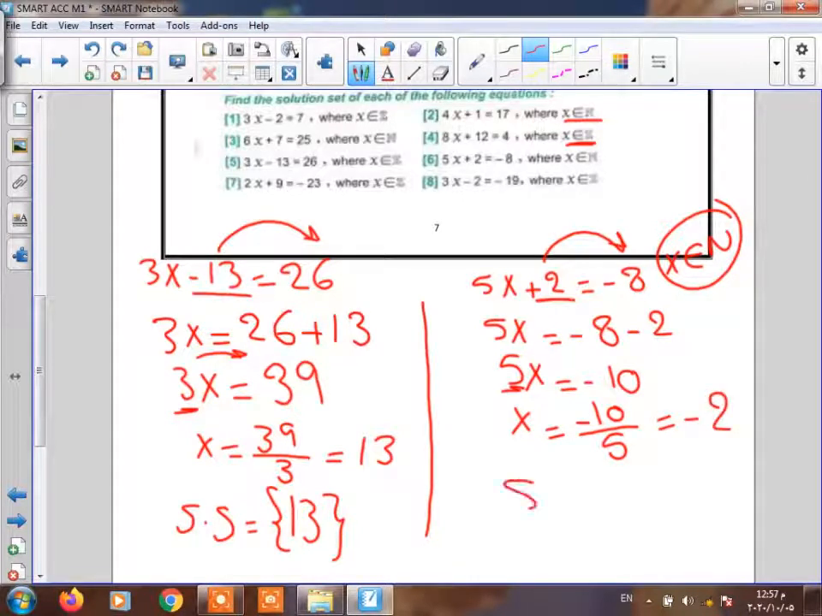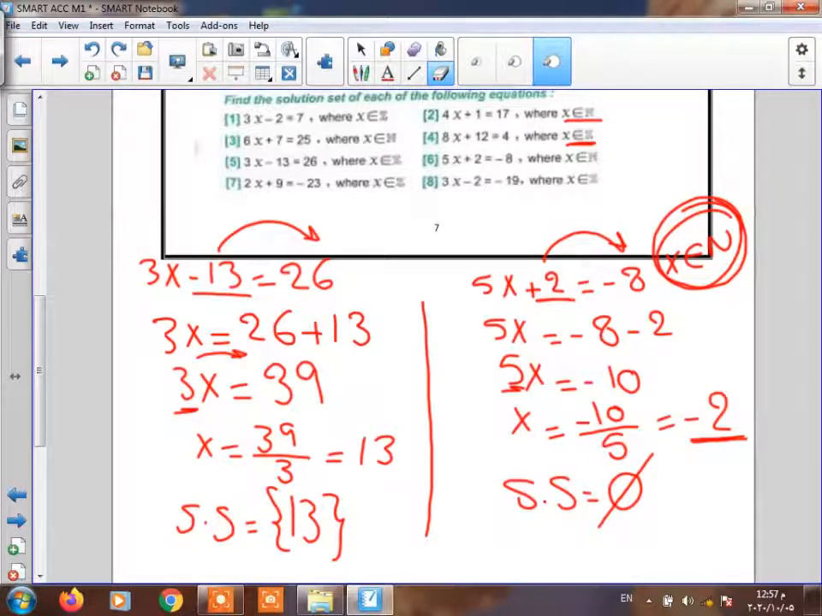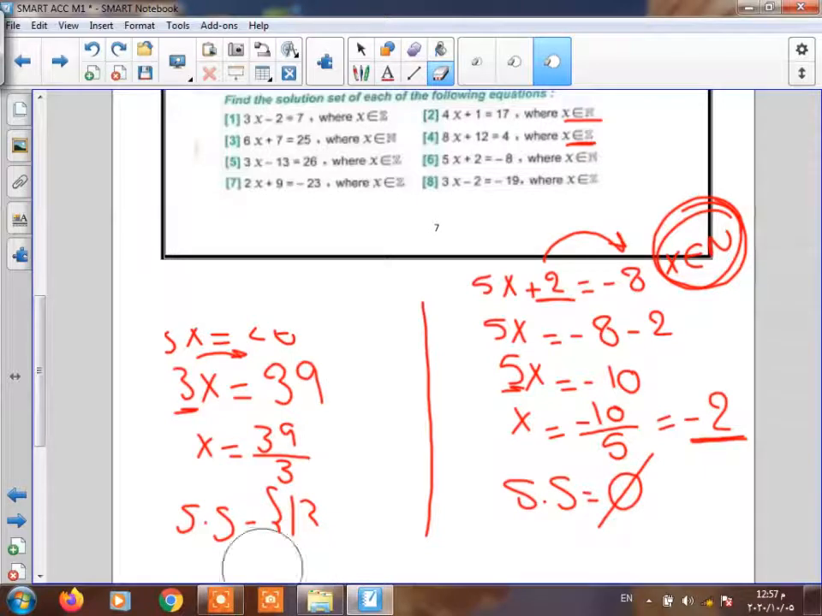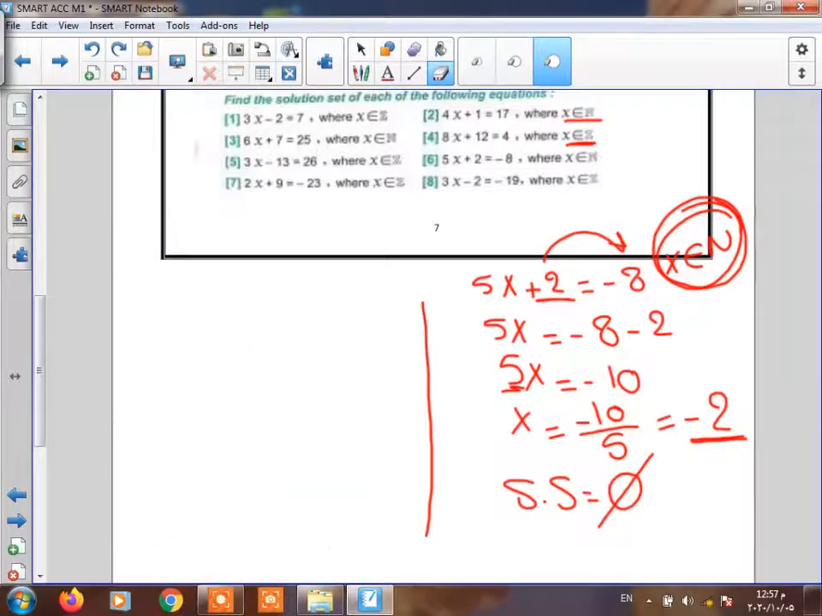So the solution set will be negative 2, wrong. Why wrong? Because here I have negative 2 and they said x belongs to N. Negative 2 belongs to Z, not to N. So the solution set will be phi, or we can write it as empty braces. So take care whether the equation belongs to N or to Z.